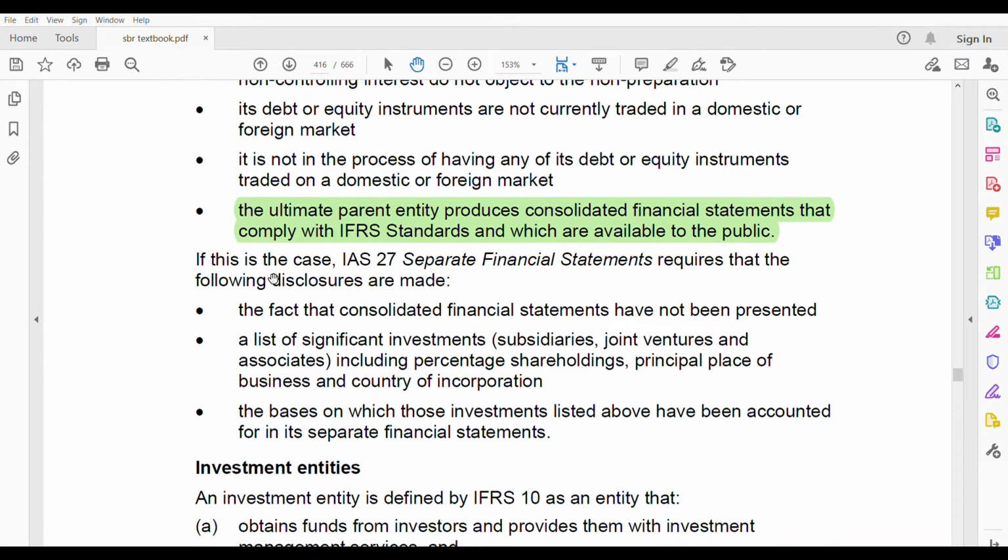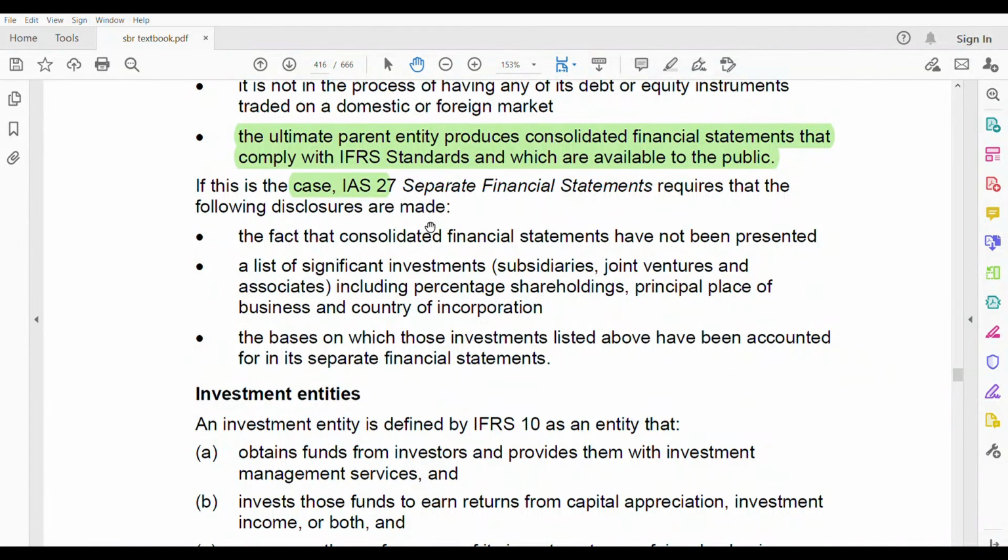Next, if this is the case, IAS 27 separate financial statements require that the following disclosures are made. That means if you're not consolidating, then according to IAS 27, which I have covered, separate financial statements, you have to make the following disclosure there. Separate means the parent's financial statements are separate, the subsidiaries' financial statements are separate. There you have to make this disclosure. What is it? The fact that consolidated financial statements have not been presented.